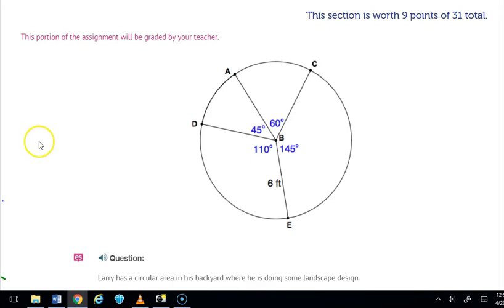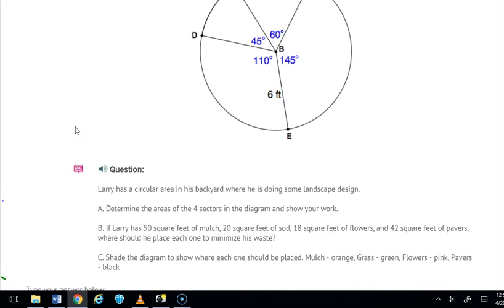So with this next problem, it's a constructed response question. It says Larry has a circular area in his backyard where he is doing some landscaping design. Determine the areas of the 4 sections in the diagram and show your work. That's part A. Part B is if Larry had 50 square feet of mulch, 20 of sod, 18 of flowers, and 42 of pavers, where should he place each one to minimize his waste? And then part C is shade the diagram to show where each should be placed. Mulch, orange, grass, green, flowers, pink, and pavers, black, okay?